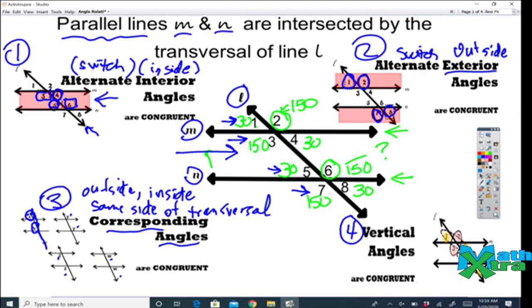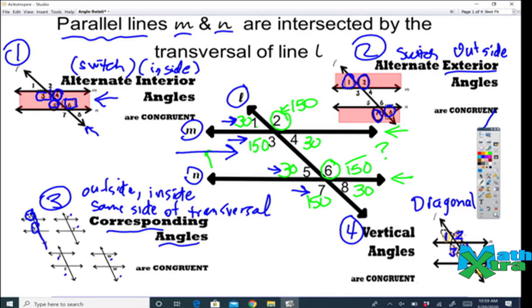All right, so let's move on to our last set of angles, okay? Here we go. Vertical angles. Vertical angles are down in the bottom right corner. So this says that 1 and 4 are vertical. And where are they located? They are diagonal from each other, okay? And then 2 and 3 are vertical. And where are they located? Diagonal from each other.